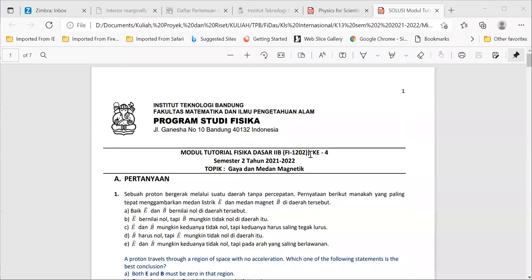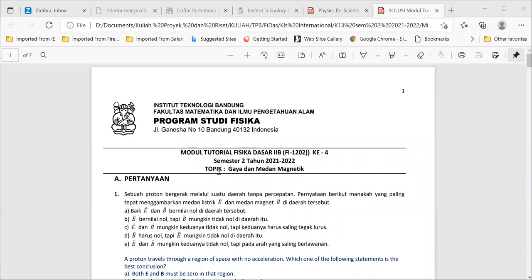Okay, in this case, let us continue to discuss module 4. Because one of your friends did not yet work on this module, I will discuss only until problem 5, B.